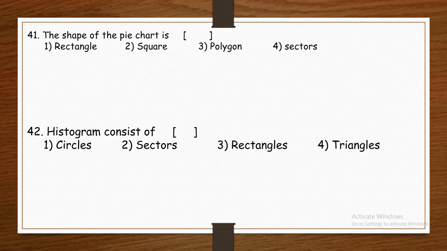See question number 41. The shape of a pie chart is... We already know about a pie chart. A pie chart is made up of a circle, and all the regions are divided into pies, which we call sectors. The shape of a pie chart consists of sectors. So a pie chart always consists of sectors.